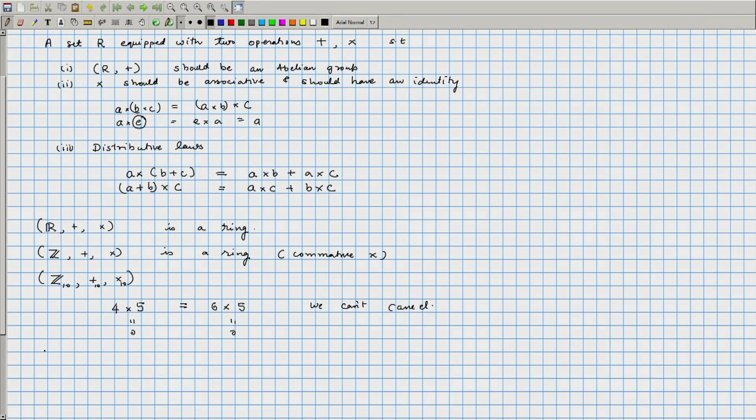But if you now take the set of matrices, let us say 2 cross 2 matrices, where the entries are from the ring of integers, and the addition is the usual addition, and multiplication is the matrix multiplication.